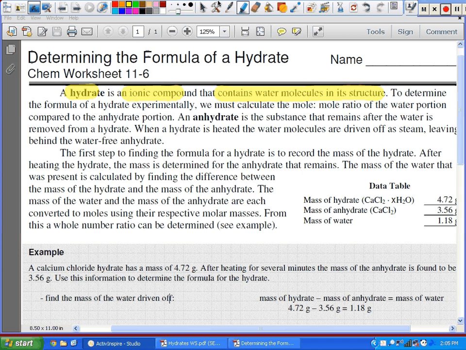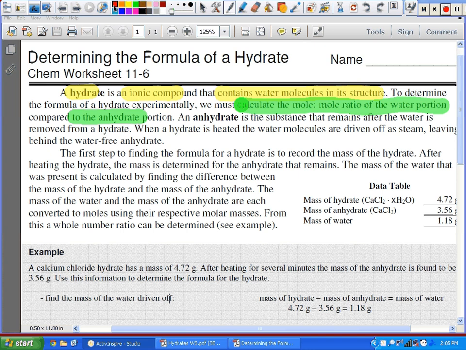So here's what we're going to do. To determine the formula of a hydrate experimentally, here's the important thing. Highlighter, change your color. Calculate the mole-to-mole ratio of the water to the anhydrate. Can you compare things just using grams? No. You must always compare them how? Mole to mole. So what they're asking you to do is to calculate the mole-to-mole of the water portion. What do we call, and this is where an arrow is going to come into play, the water portion? Please draw a line over to the hydrate.